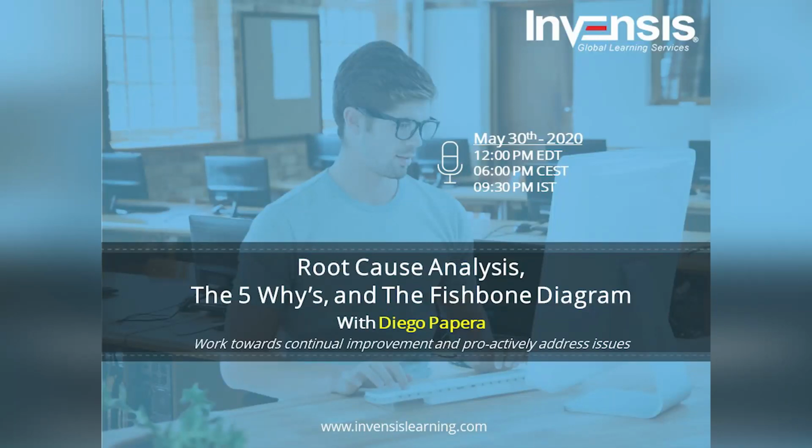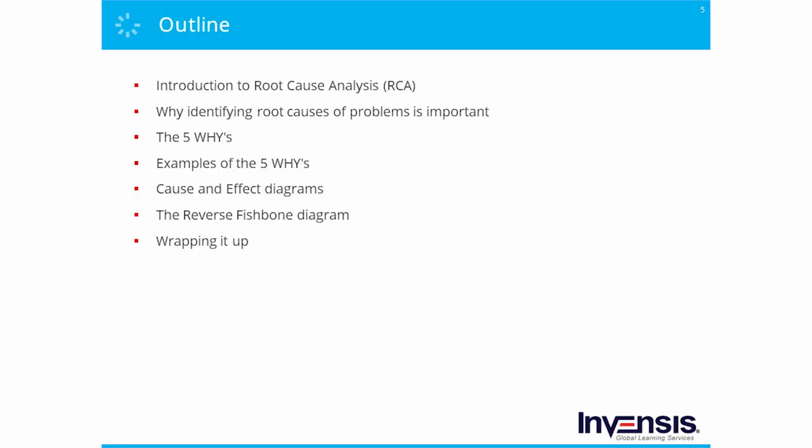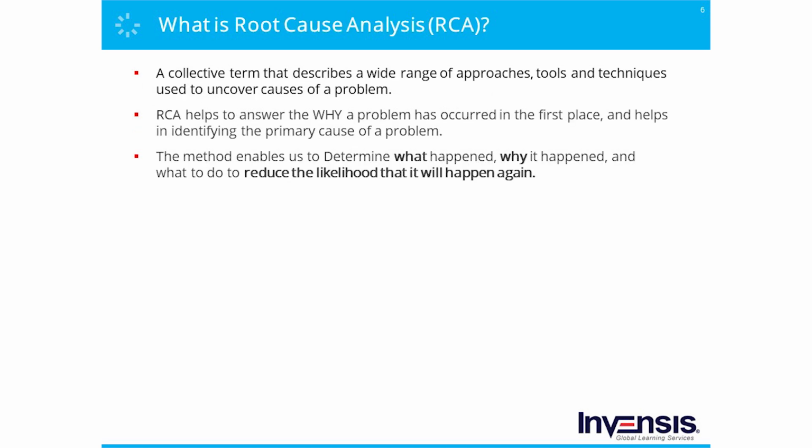So today we're basically going to look at root cause analysis, and also a couple of methods to conduct it. Just to give you an outline of what's in today, we will be looking at root cause analysis, why identifying root causes of problems is important. We'll be having a look at the 5 whys, at a few examples of the 5 whys. We'll be looking at cause and effect diagrams, the reverse fishbone diagram, and then we will have a brief summary at the end.